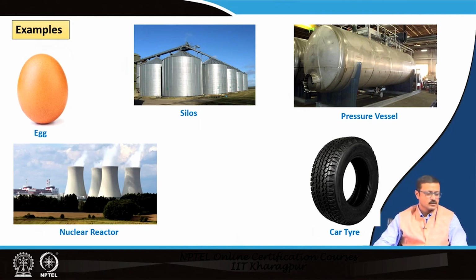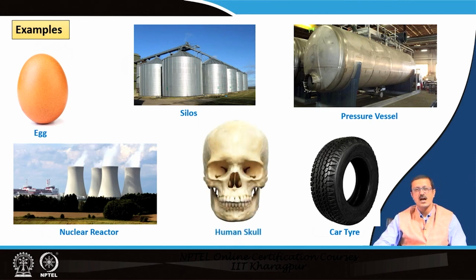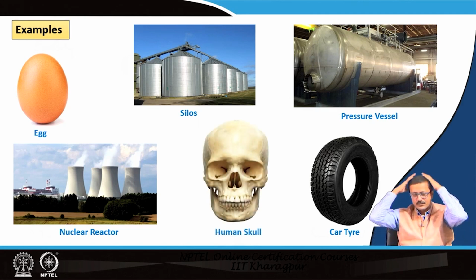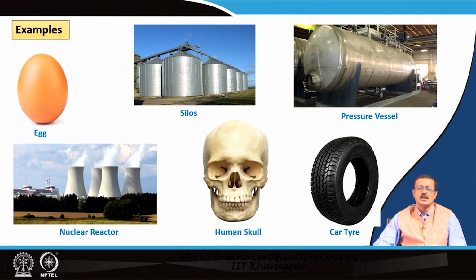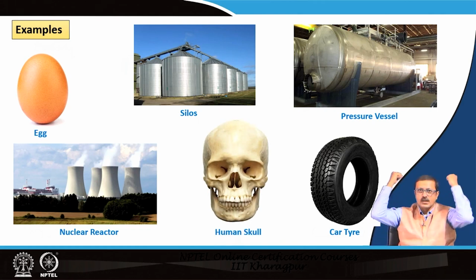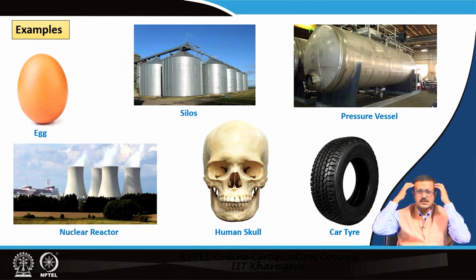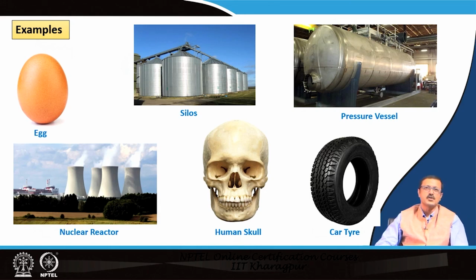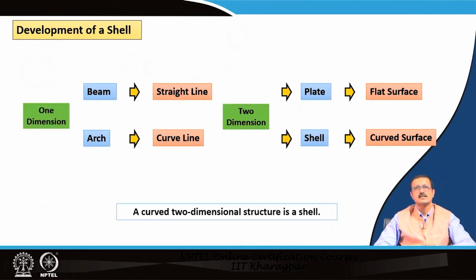And last but not the least, don't be afraid, this is also a shell structure: the human skull. Our skull is a kind of shell, and bone is a brittle material. So, if somebody hammers my head, the brain cannot be disturbed, because the skull is in the nature of a shell, and that will protect the brain from outside attack, right. Those are the typical examples of the shell.